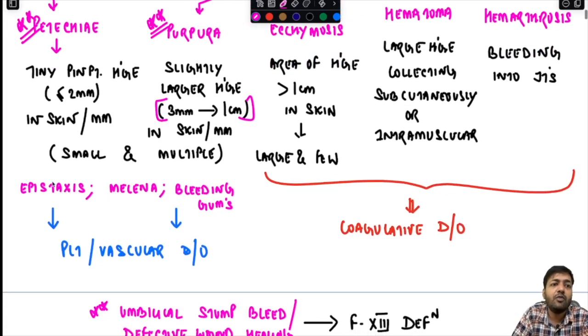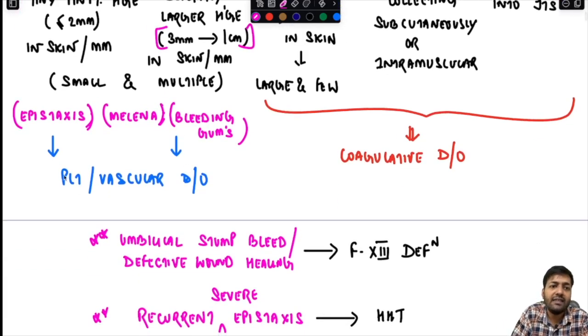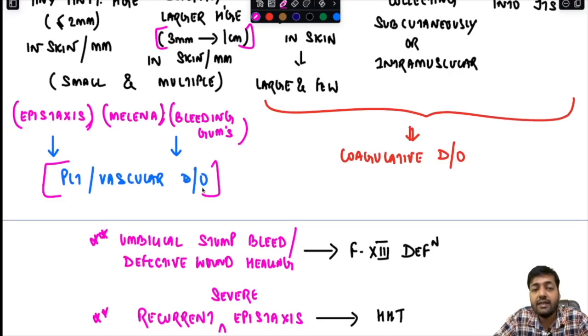Or for example, if you see that there is epistaxis, that is bleeding from the mucous membrane of the nose, that is epistaxis. Or there is melena in your stools, bleeding in the stools, or there is bleeding gums, okay. So all these, petechiae, purpura, epistaxis, melena, bleeding gums, all this is suggestive of platelet or vascular disorder. It is suggestive of bleeding secondary to platelet or vascular disorder.